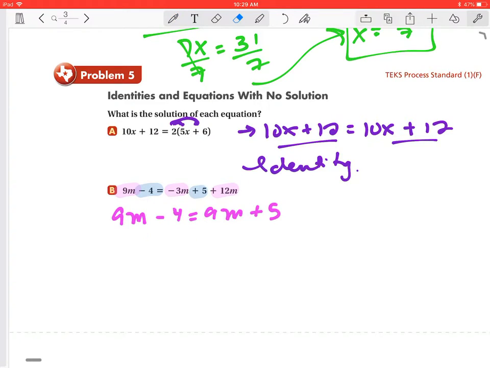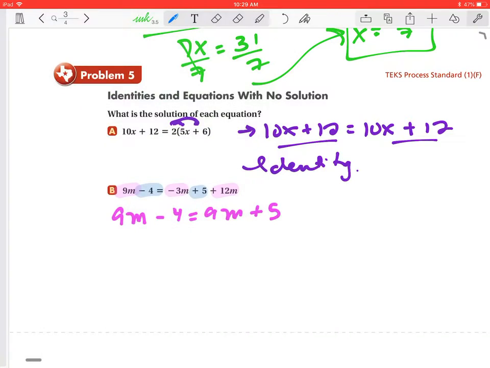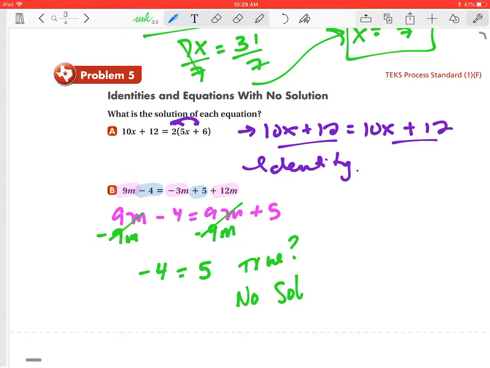Now I'm going to add 4. Oh, hold on. Nope, I need to follow my rule. Still with the variables, so I'm going to subtract 9m, subtract 9m. So then that's going to give me negative 4 is equal to 5, because the variables both cancel out. Is this true? No. There is no point ever on a graph or in a situation that negative 4 will equal 5. So that means in this case that there is no solution.